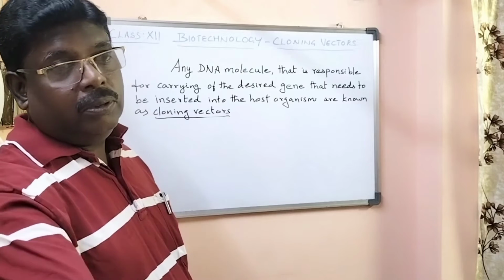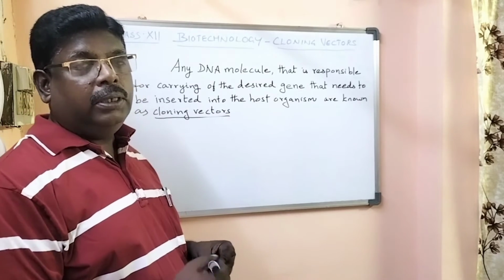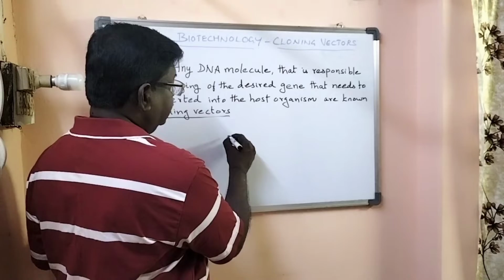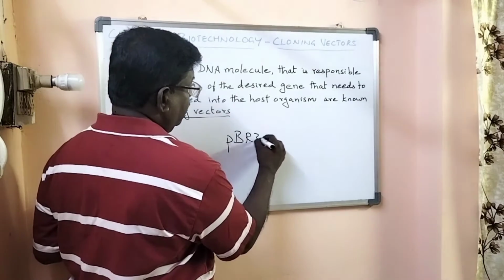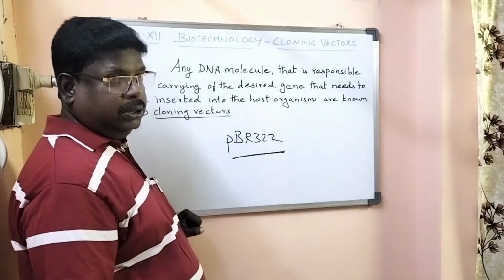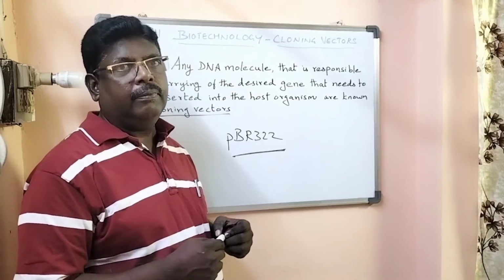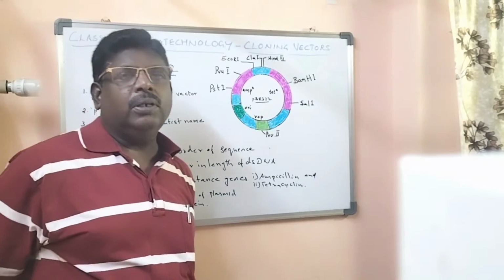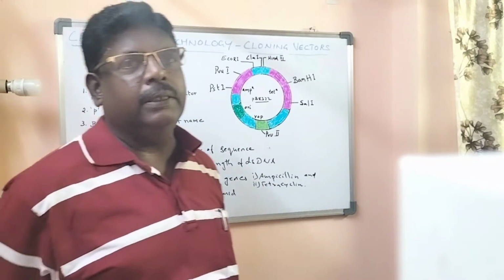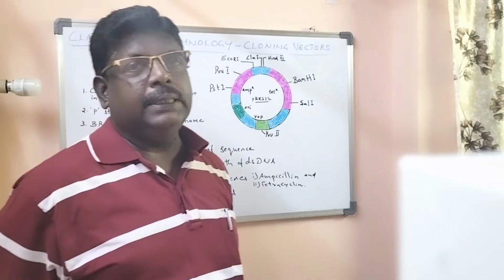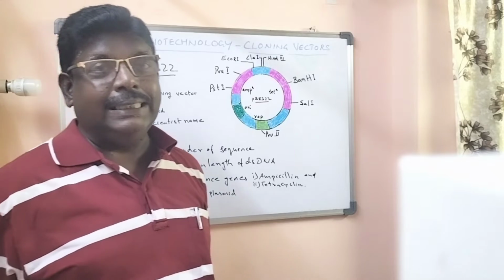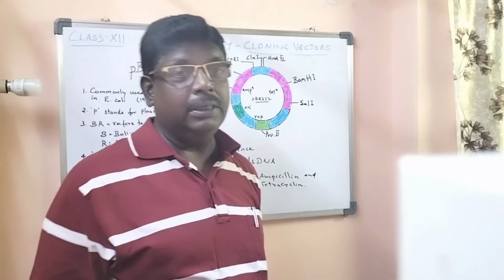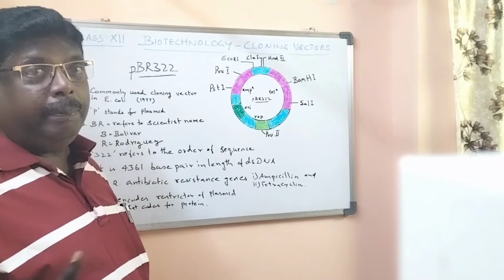Now I am going to introduce you to a very commonly used plasmid. The most commonly used plasmid is pBR322. So let us see what this pBR322 is. Many of you may wonder what these letters and numbers are, so I'm going to give an introduction about what this pBR322 is.